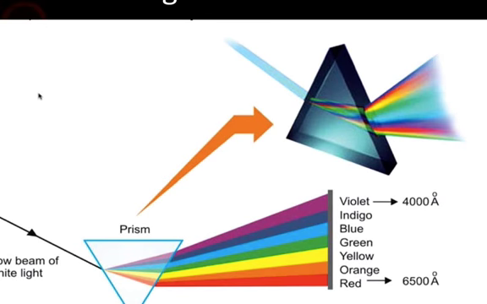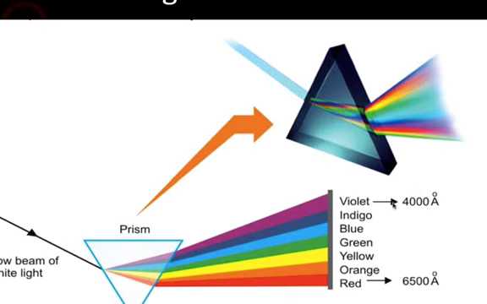And when it comes to electromagnetic radiation, you see a white light when it passes through a prism, it starts refracting and showing all the colors. This is how the white light enters the prism, gets refracted and shows all these colors. We call this VIBGYOR, as it starts from violet and ends with red.